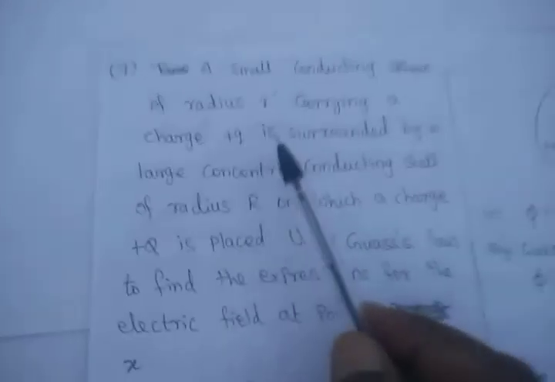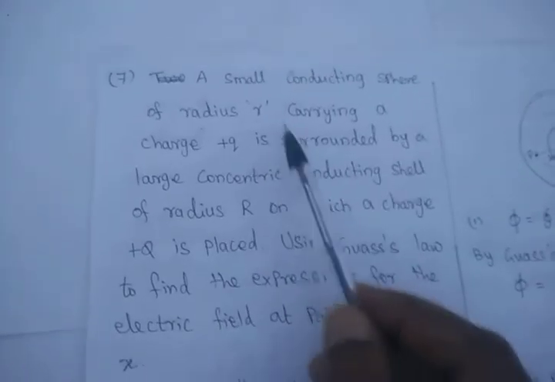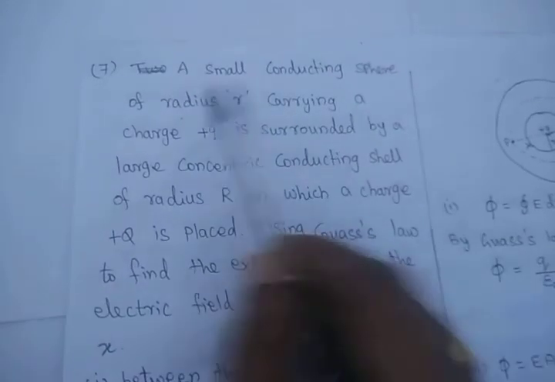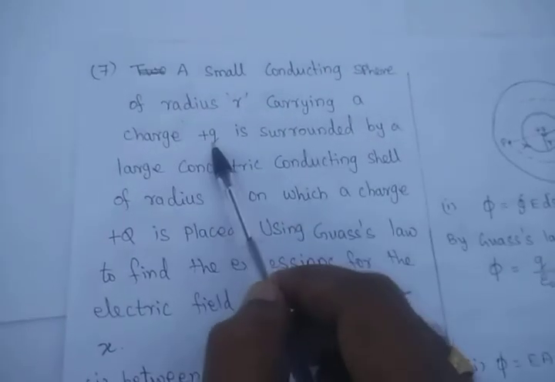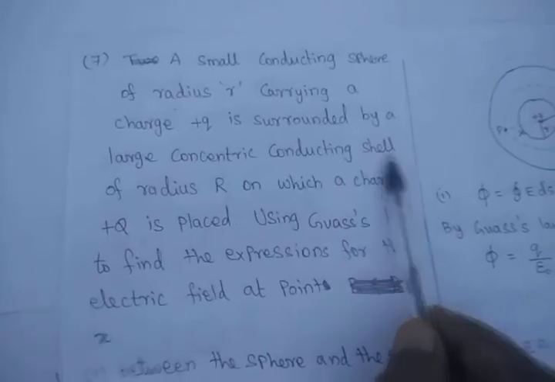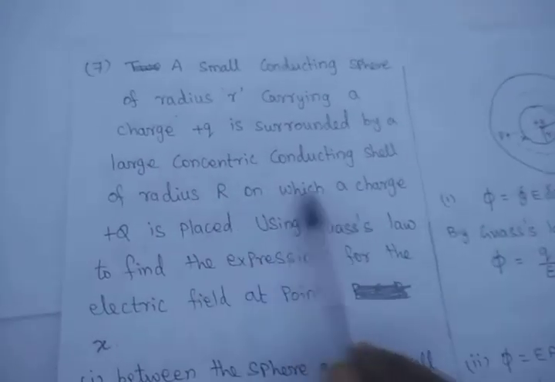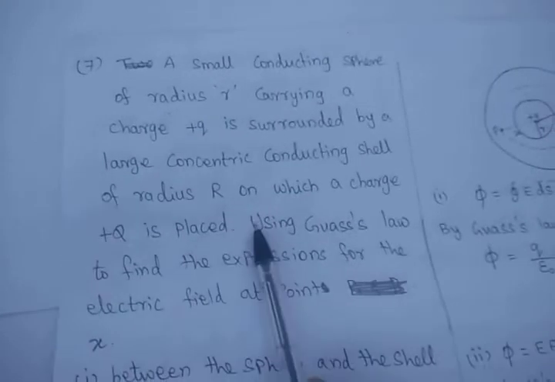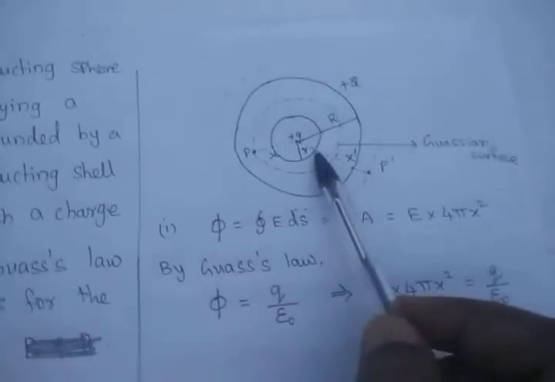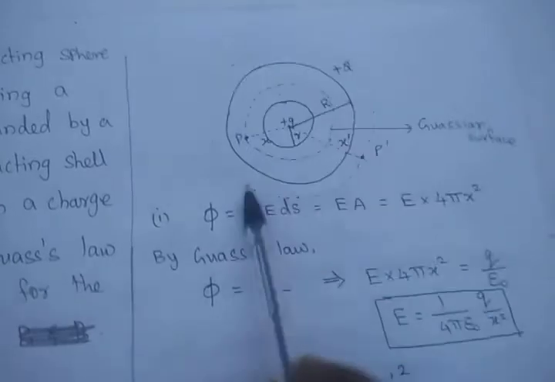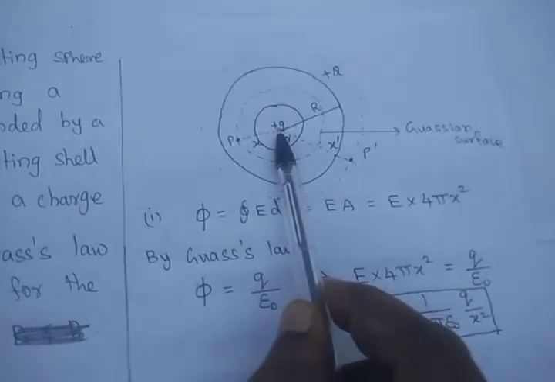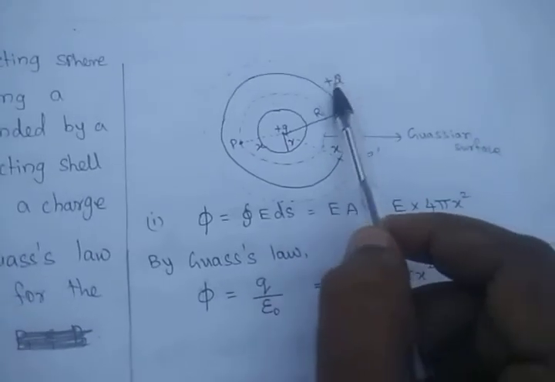Dear students, in this session also we continue with the previous year board questions. A small conducting sphere of radius r carrying a charge q is surrounded by a large conducting shell of radius capital R on which a charge plus Q is placed. That means there are two spheres: in the first sphere the charge is plus q, in the second sphere the charge is plus capital Q. That is given in the question itself.